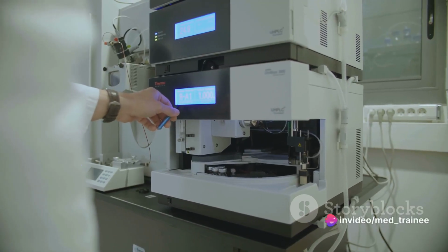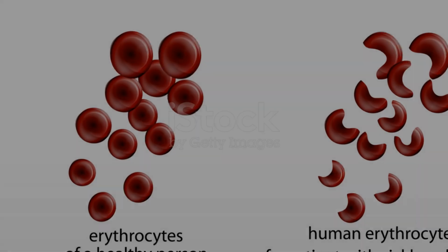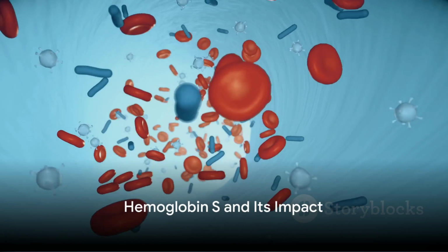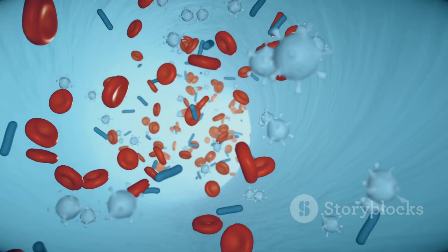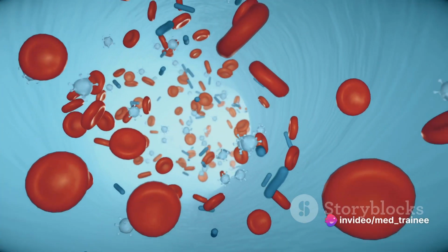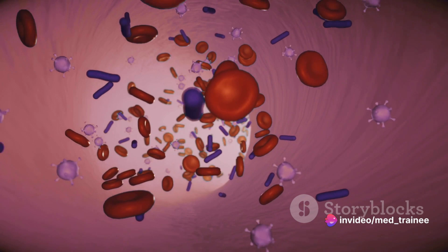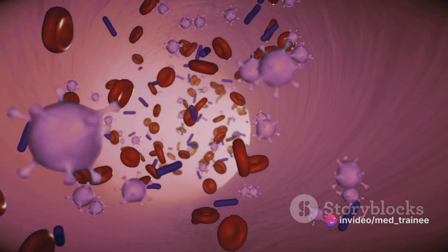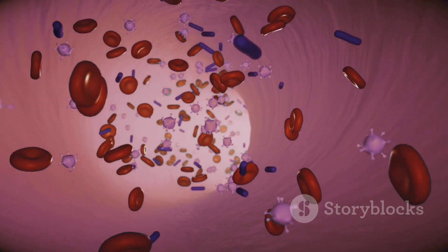Genetics play a crucial role in sickle cell disease. Now, how does this genetic mutation affect the red blood cells? Let's find out. The culprit behind sickle cell disease is a protein called hemoglobin S. Now let's delve a little deeper. Hemoglobin, a key player in our bodies, is responsible for transporting oxygen from our lungs to the rest of our body. It's a bit like a delivery service, but for oxygen.